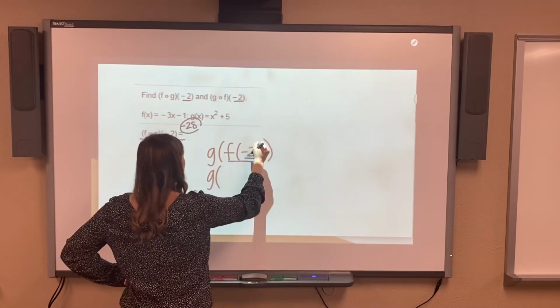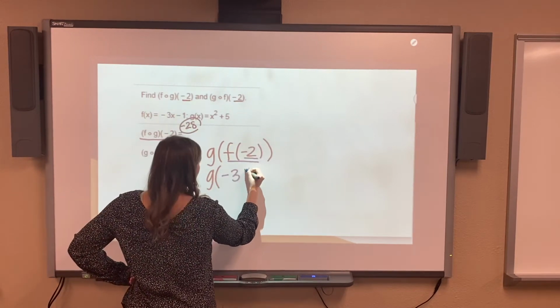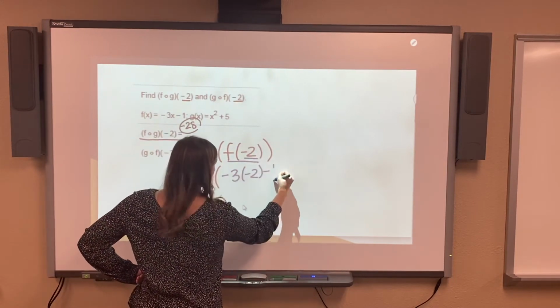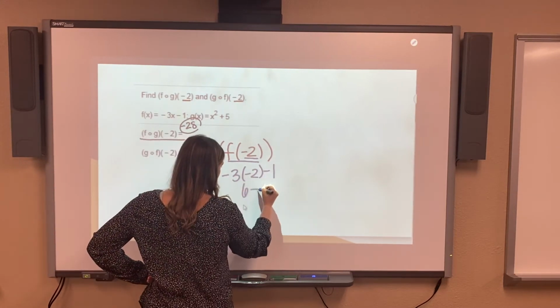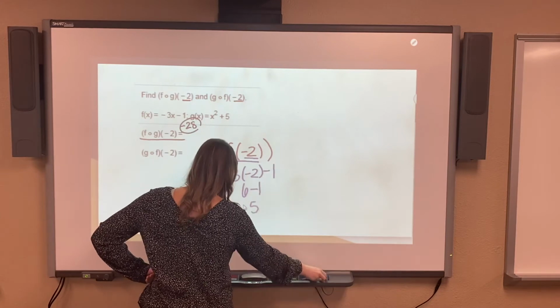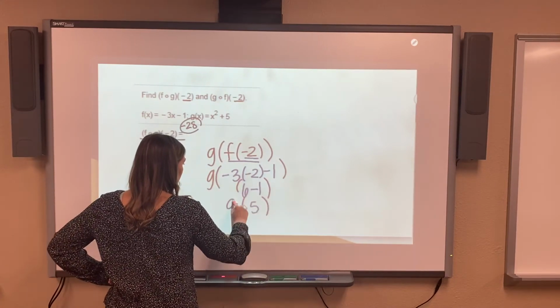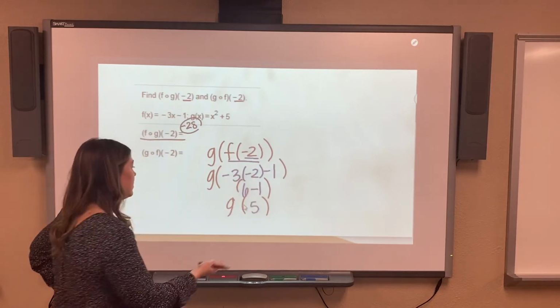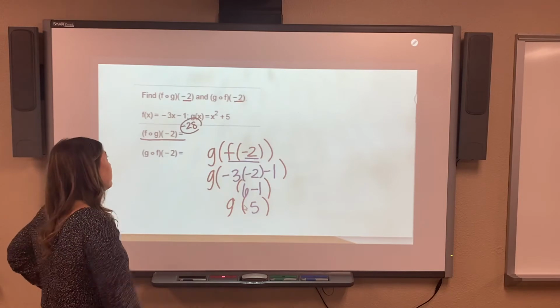So f of -2: our input's -2, in for x, so we're going to say -3 times -2, minus 1. -3 times -2 is 6, minus 1 is 5. So our input of f of -2 is 5, and our output is 5. That output becomes a new input for g.